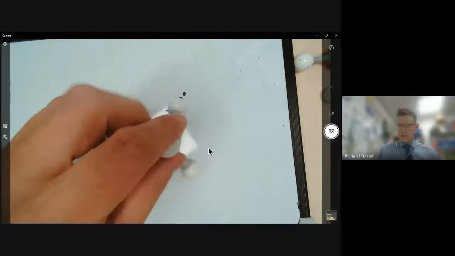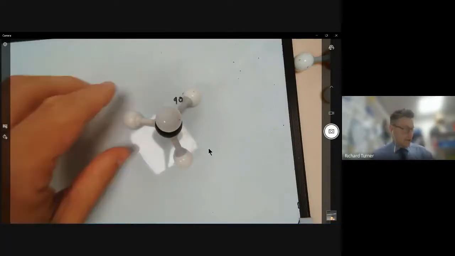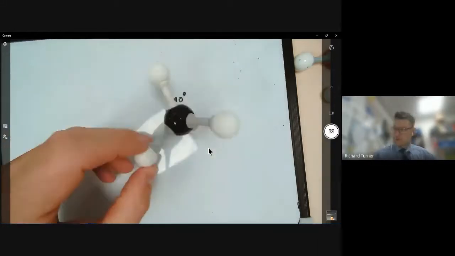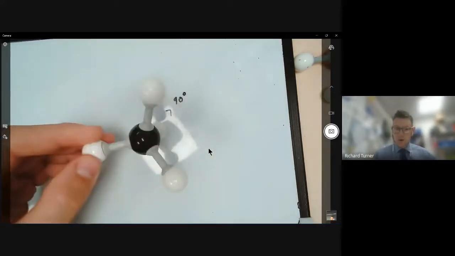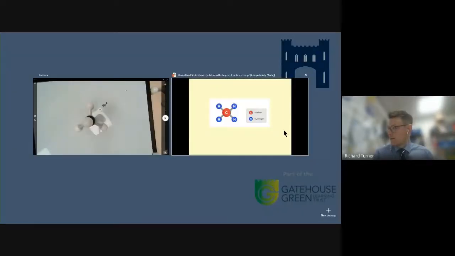Okay, so if we look at this molecule, you can see it is 3-dimensional. It actually has this tetrahedral shape around the carbon. Okay, and in fact, it's a symmetrical molecule. So let's look at taking that a step further today.